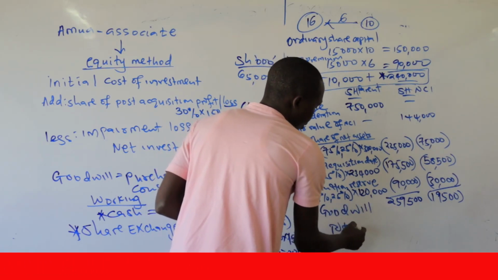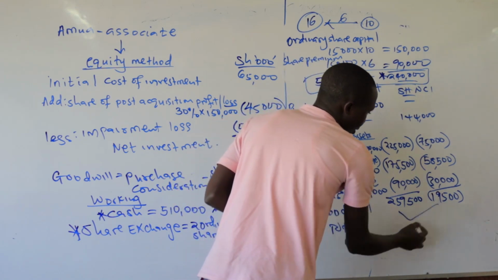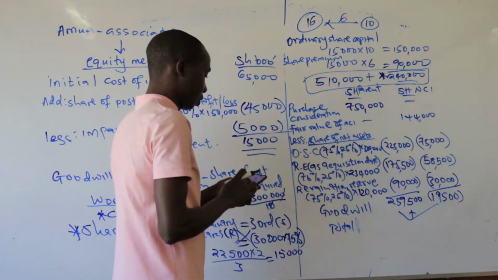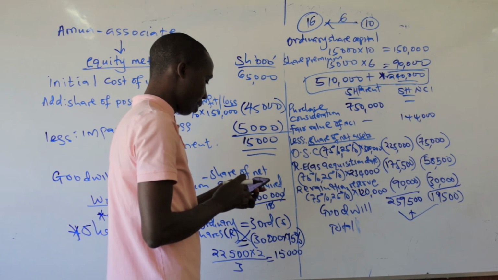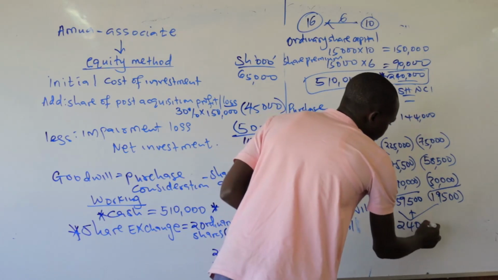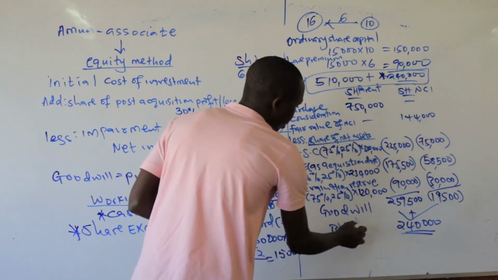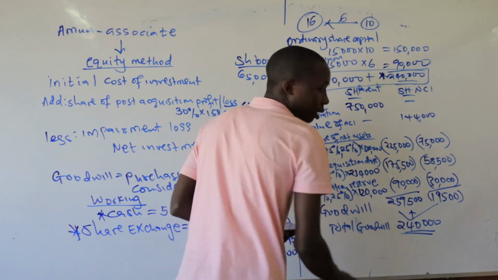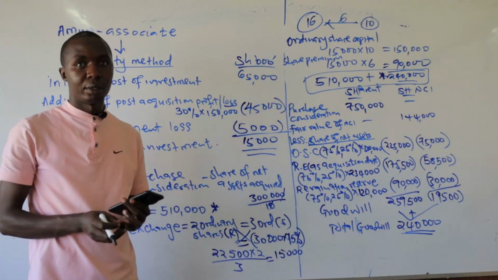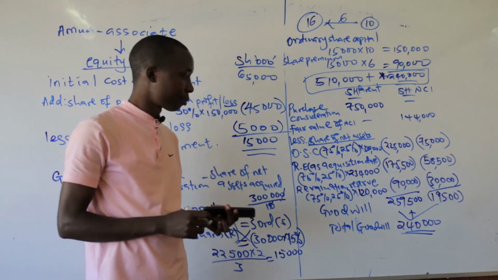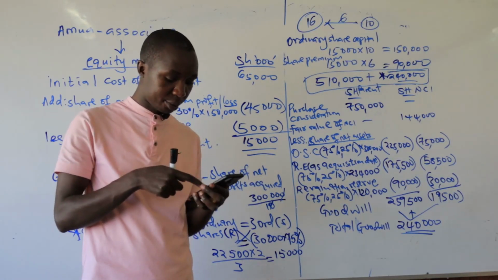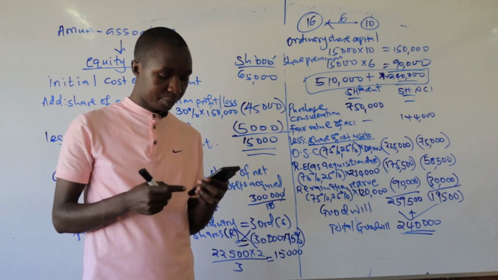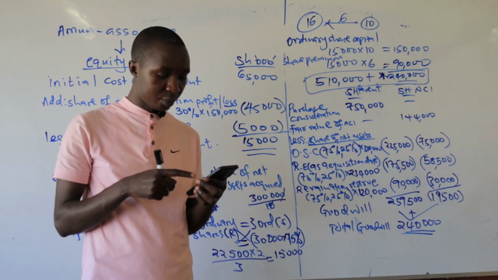So what you do here to get the total goodwill, we need to do a summation. Which means that I would take 259,500 minus the 19,500. So this is the 240,000. So the 240,000 is our total goodwill. So after we are done with the second requirement, up to this point we have 6 marks. So let us do the last part of this question, which is having 8 marks.